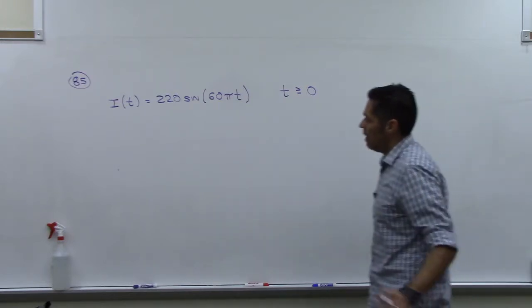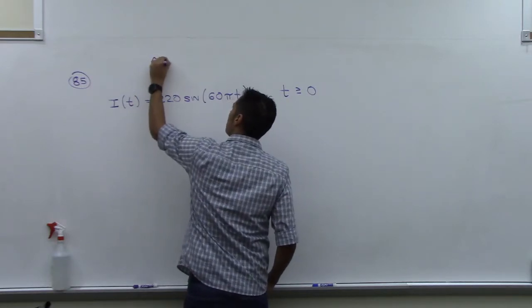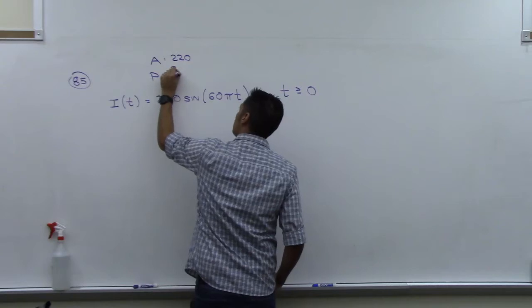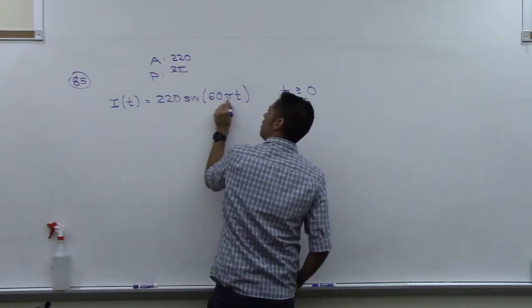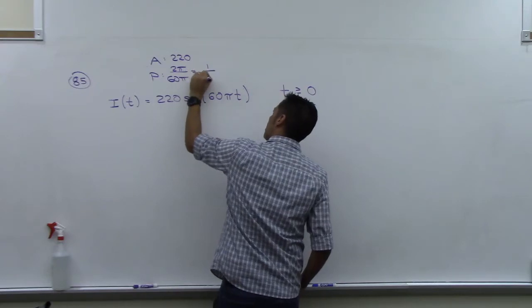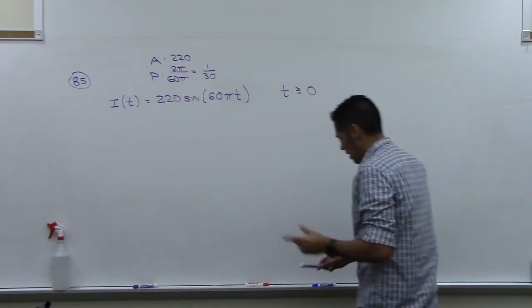All right, so amplitude, straightforward, is 220, because this is a sine curve, the amplitude is 220. The period, I'll just put P, is 2 pi over this number, which is 60 pi, which is 1/30th. All right, that's answering the first 2 questions.